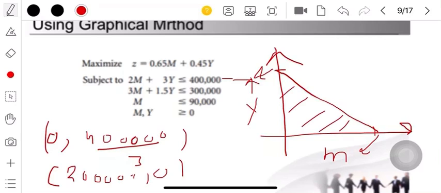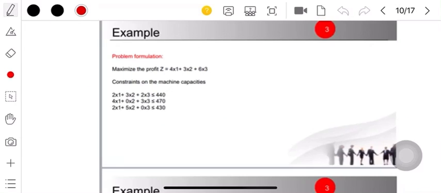In a similar manner, we have to do it for the second constraint, and for the third constraint, and find the common region. The region which is common, which means the region satisfying all the constraints, is called the feasible region. And just find the intersection points, the corner points of the feasible region. Any one of the corner points will be the solution.